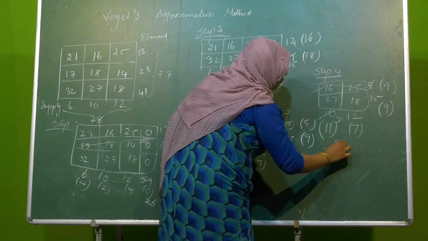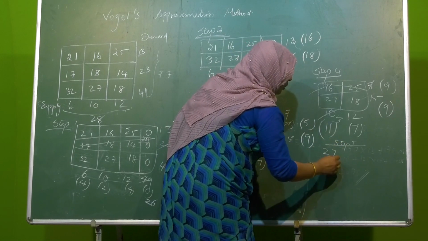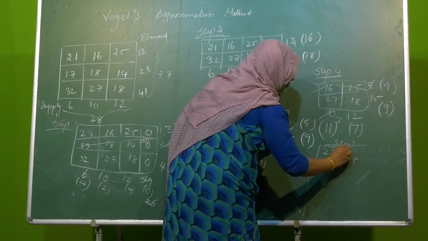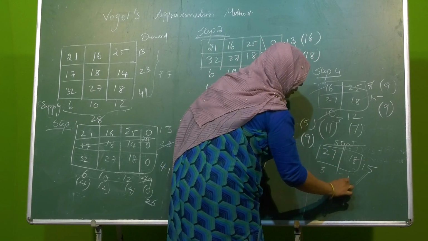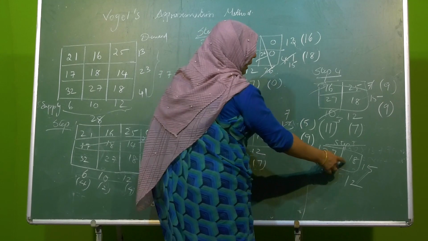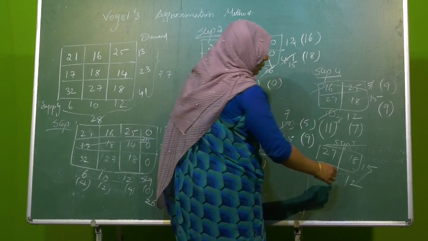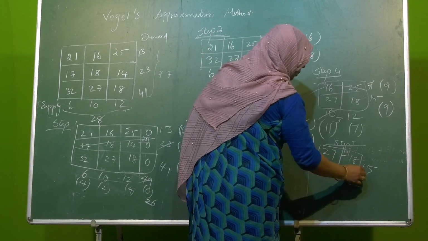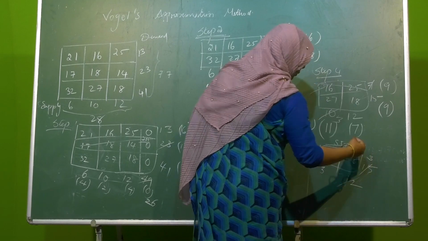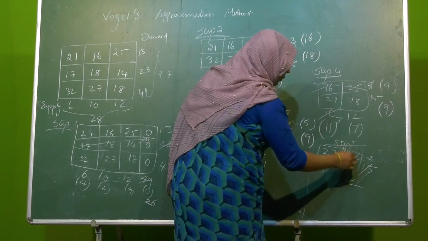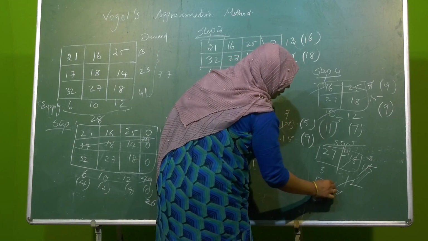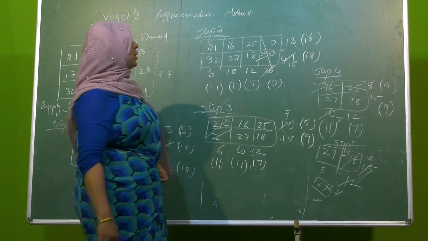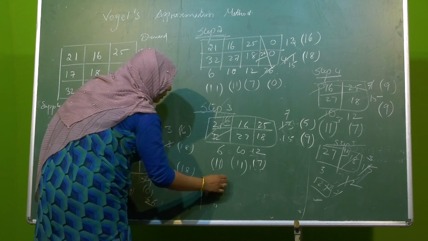Now step 5: 27, 18. So 15, 3, 12. 18 is the minimum. So 12, 3. 27, 3. So this gives the initial basic feasible solution.